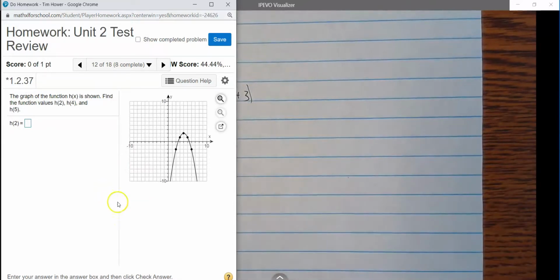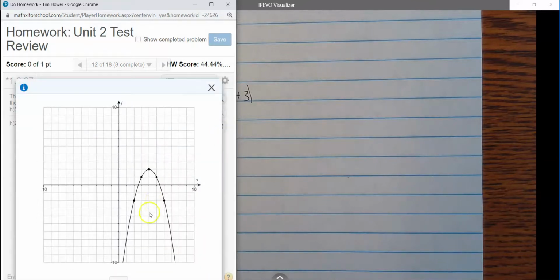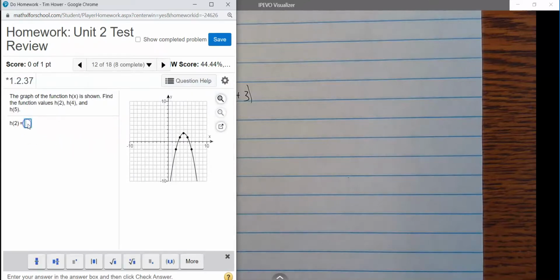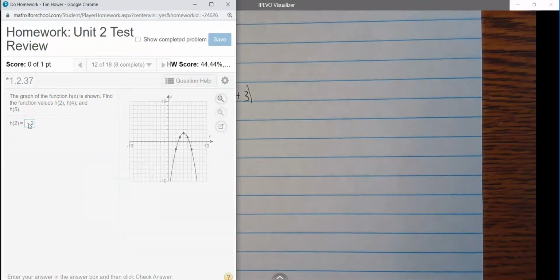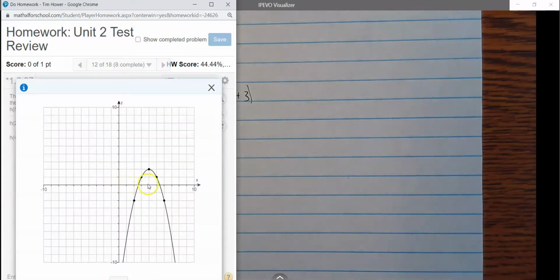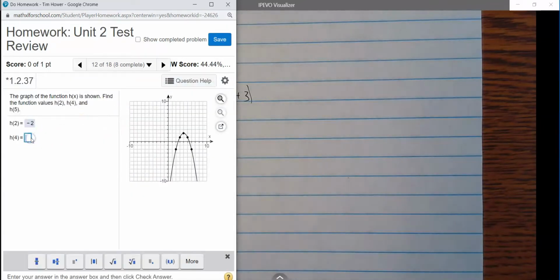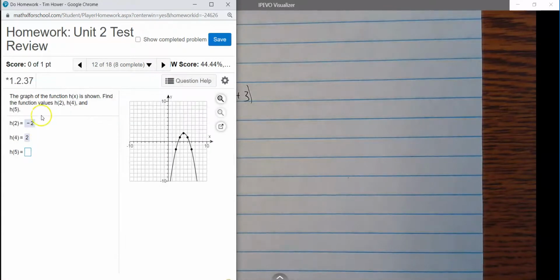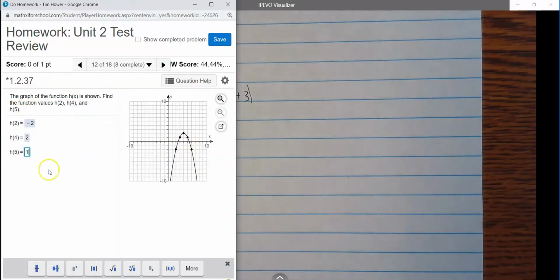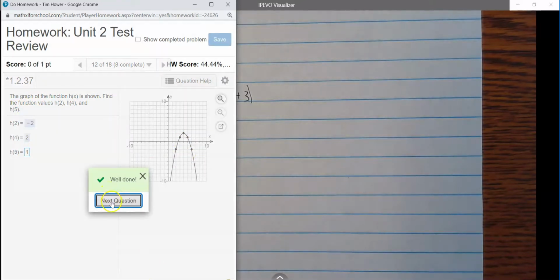The graph of the function is shown. What is the value? So h of 2, that means I need to go to 2. What's my y value? My y value is negative 2. So this is negative 2. And then h of 4 means go to 4. Go right 4, 1, 2, 3, 4, up, that's a positive 2. This is 2. And then 5 means go 1 more over, that's right here, that's up 1 unit. So 5, 1 is the last point.